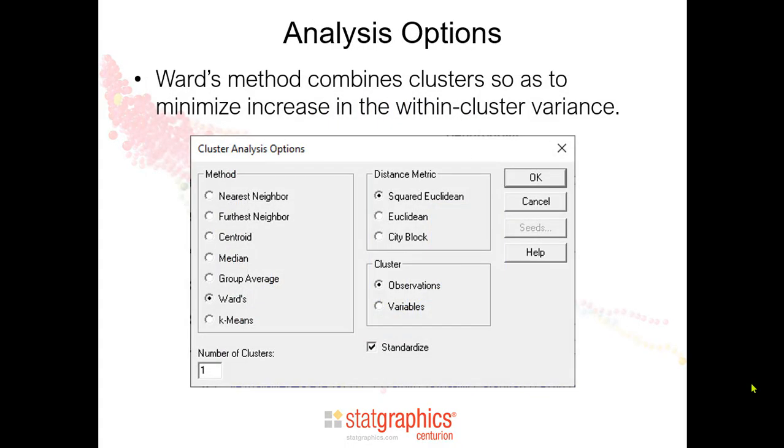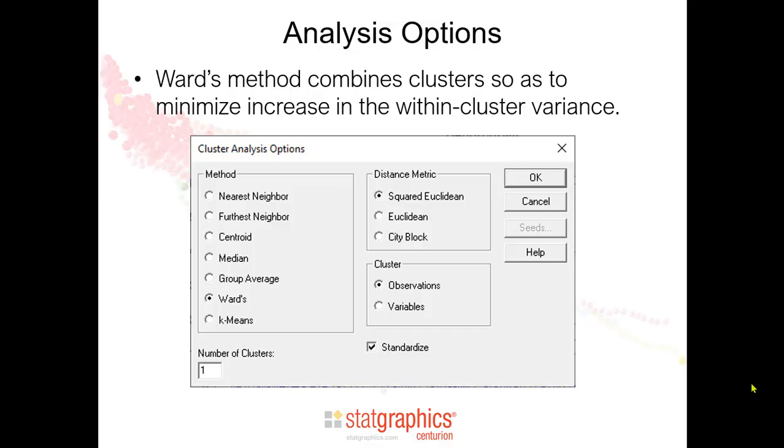When doing hierarchical clustering, Statgraphics gives you a number of options. The first option is the method to use. I experimented with several methods on this data and found that Ward's method seems to give the best results. Ward's method chooses clusters to combine based upon finding those that minimize the increase in the within cluster variance.